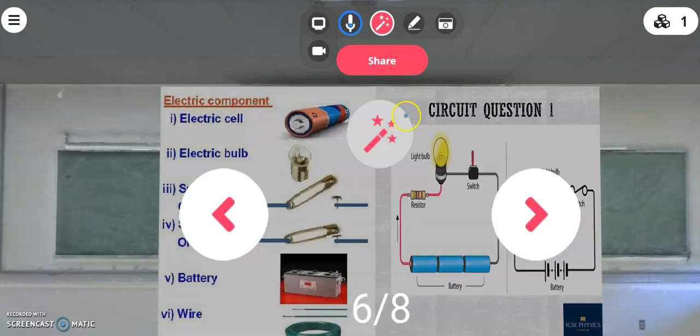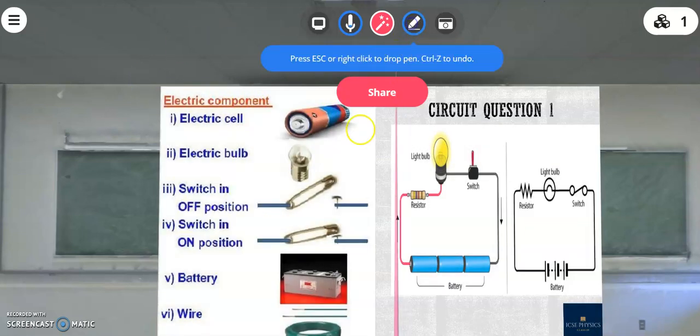So what is an electric cell? We have already studied that it is represented with a big stick and a small stick. So it's just a battery. It's known as an electric cell. Then electric bulb, we all know that. Switch off position is something similar to this. Switch on position is when they are connected. A battery is a number of cells. This is like a car battery where a number of cells are connected together. Then a wire, a metallic wire.